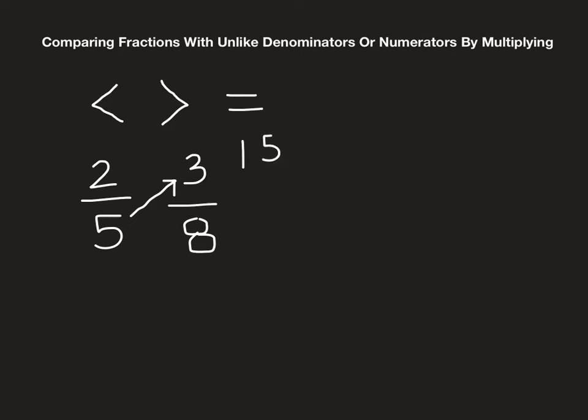Now let's go to the other denominator, the 8. We're going to multiply that by the opposite numerator. 8 times 2 is 16. To determine which is greater, 2/5 or 3/8, we're going to look at the products, 15 and 16. Since 16 is greater than 15, that means that 2/5 is greater than 3/8.